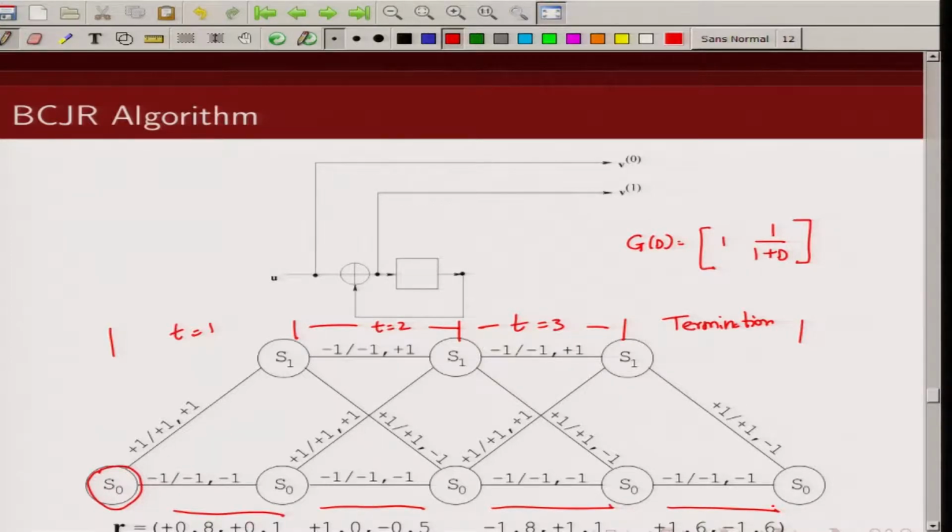Please note, given this received sequence, I am interested in estimating what was the information bit that was transmitted at time t equal to 1. What was the information bit that was transmitted at time t equal to 2? What was the information bit that was transmitted at time t equal to 3?